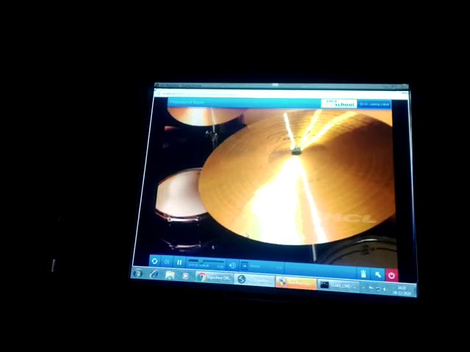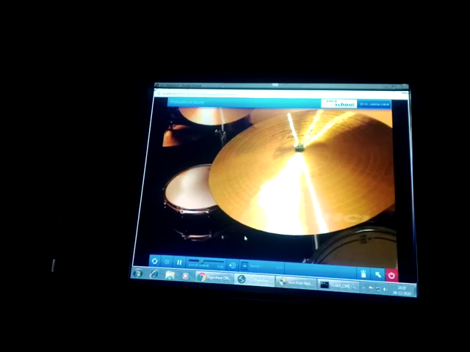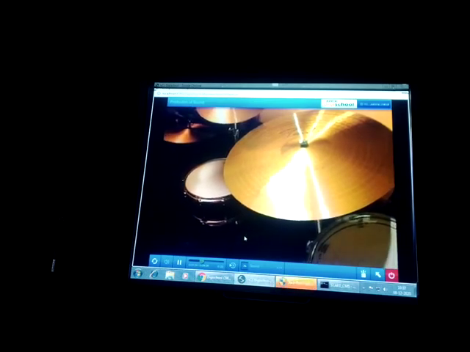Here's one more musical instrument. These are cymbals, which are sometimes used by musical bands. If you hit on the cymbal, you hear the sound and see the vibrations.